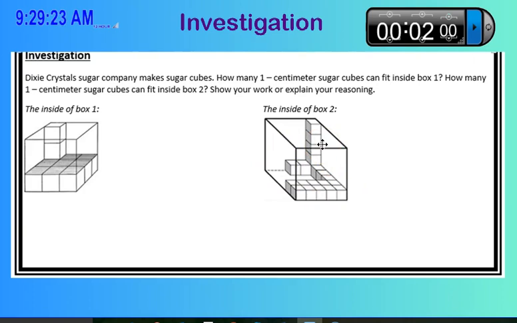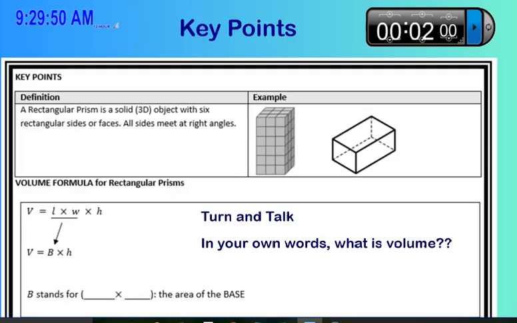Pause the investigation, and I want you to complete that. And I want you to have something written right here for box 1 and right here for box 2. I will be checking that, but I'm not going to give you the answer. Pause the video now and do your work. Moving on to the key points.